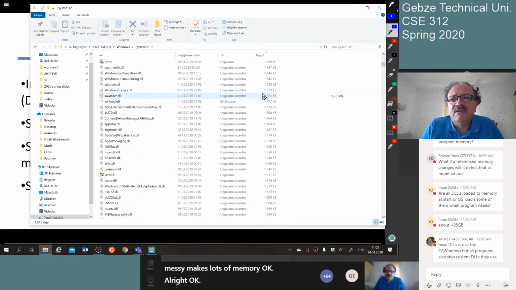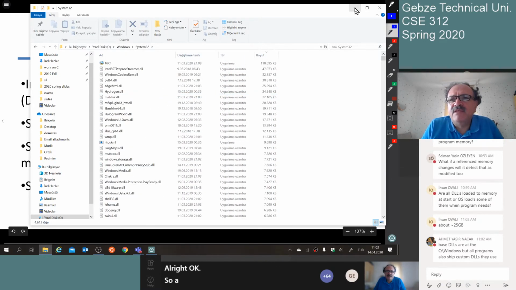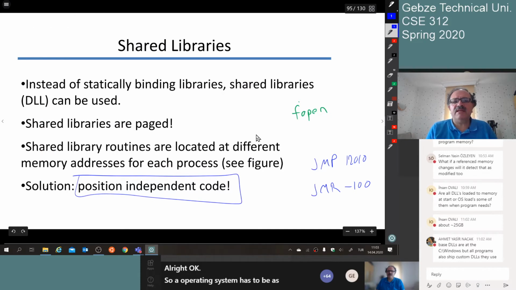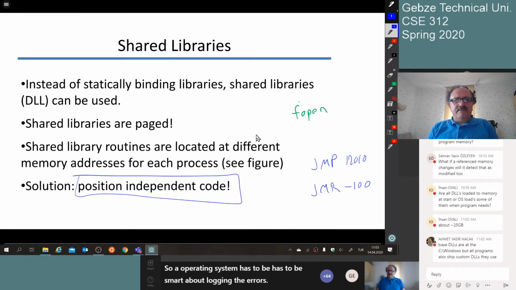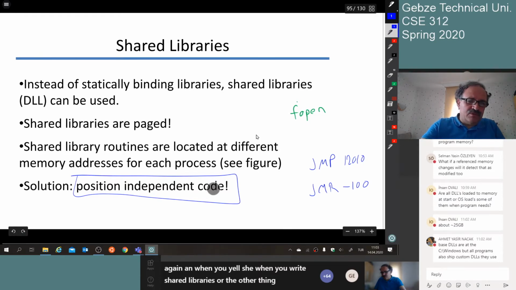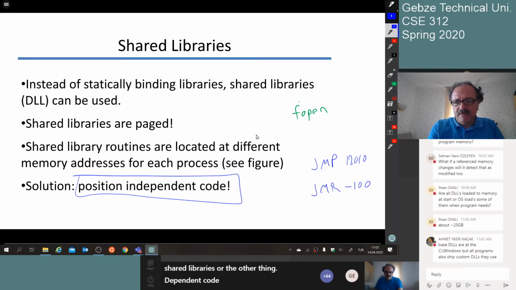So the operating system has to be smart about loading DLLs. Okay, good. So shared libraries are paged again, and when you write shared libraries, all the addressing is done relative, position independent code. There is no absolute addressing.